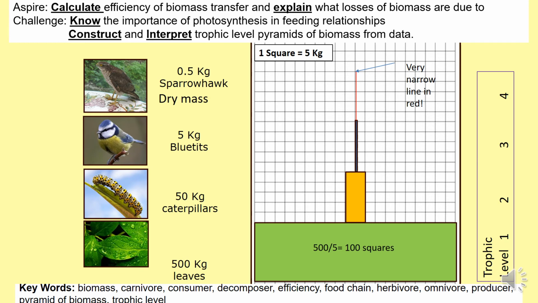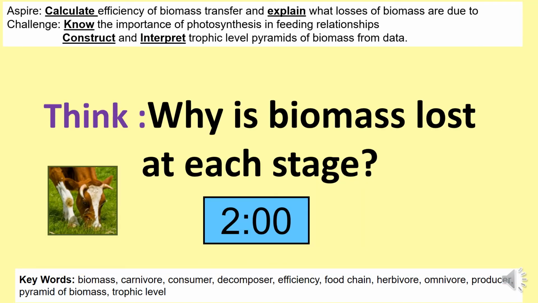We're going to explain those losses, then we're going to calculate the efficiency. So we saw on the previous slide that mass is lost as we move up a pyramid of biomass. As we move along a food chain, mass is lost. We now need to think about why it is.